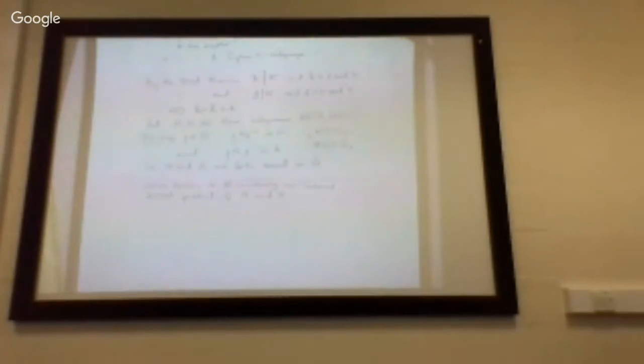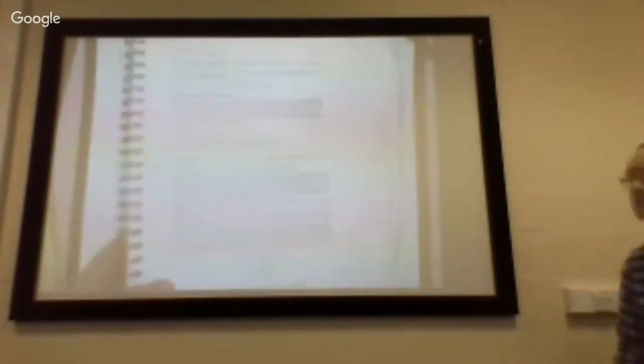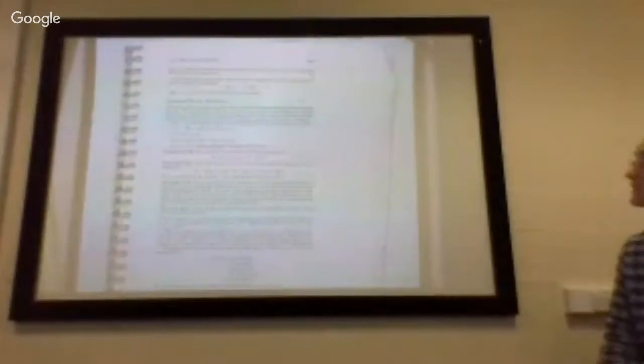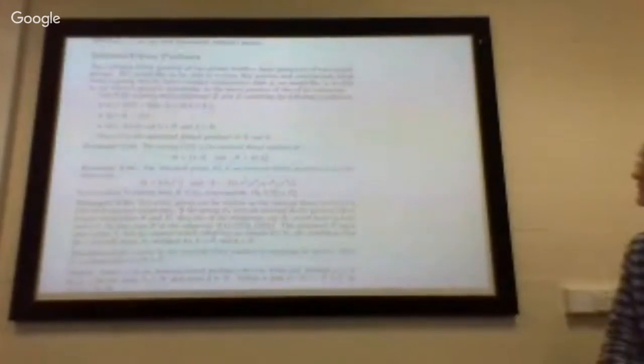Direct products. So external direct products, but we're interested in internal direct products, which is page 159. Internal direct product. This talks about H and K as well.